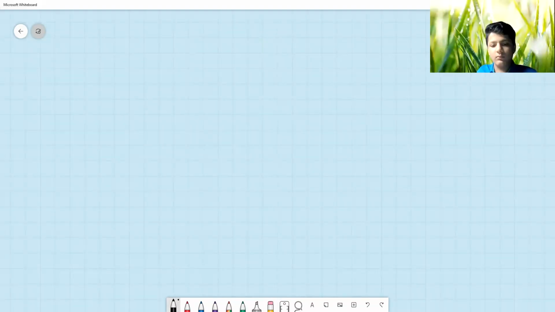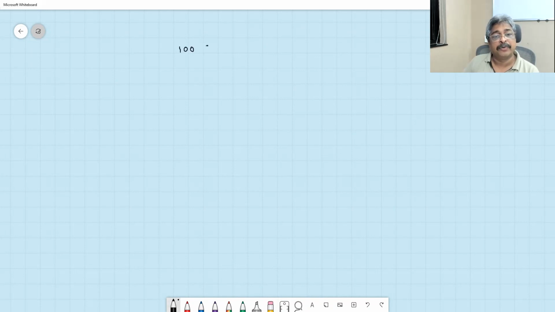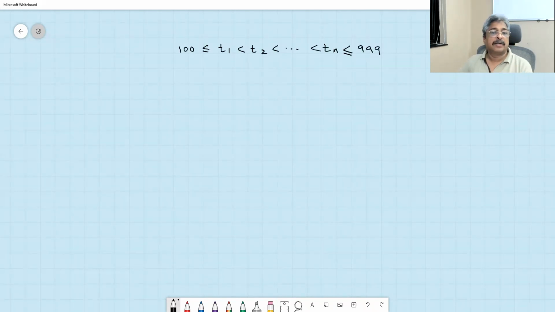100 is less than or equal to T1, which is less than T2, which is less than ... Tn, which is less than or equal to 999. So basically we want a 3-digited geometric progression.